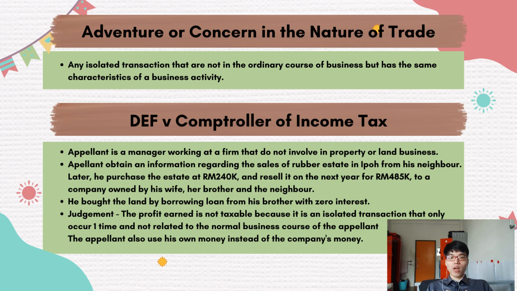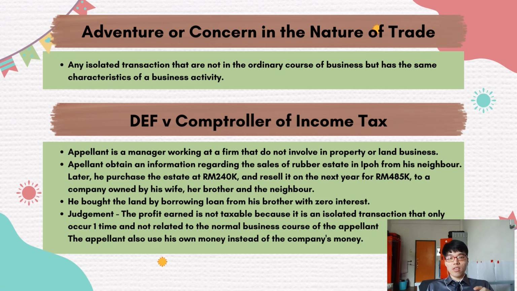What happened is he obtained information from his neighbor regarding a rubber estate in Ipoh for sale, and he wanted to purchase it and resell it for profit. He purchased it by borrowing a loan from his own brother, meaning he was not using the company's money, but his own money. So he bought the rubber estate and then resold it to a company.